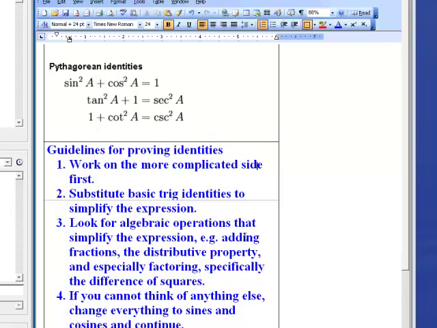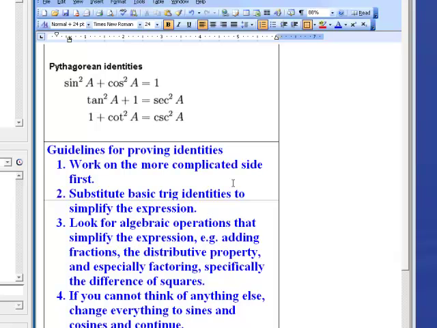Guidelines for proving identities. The current textbook that I'm using at the time of recording lists 5 guidelines. Notice that I added a 6th. So here they are, as we're proving identities. Work on the more complicated side first. Substitute basic trig identities to simplify the expression. Look for algebraic operations that simplify the expression, for example, adding fractions, distributive properties, factoring, specifically the difference of squares. As we go through examples and problems, we'll encounter all of these guidelines, so look out for them.